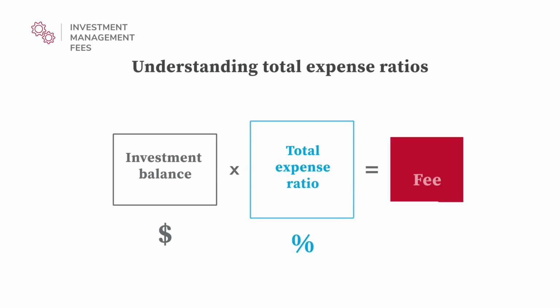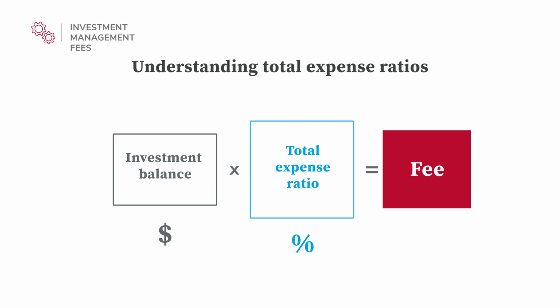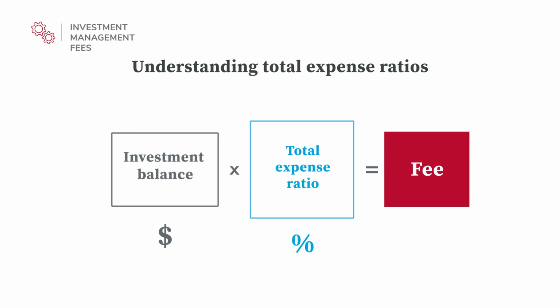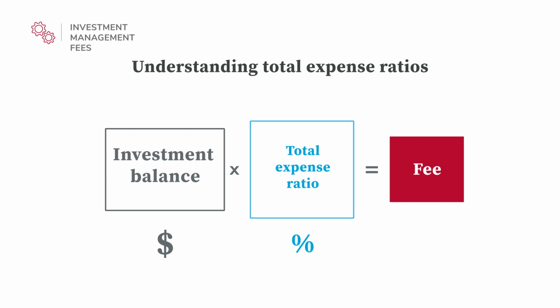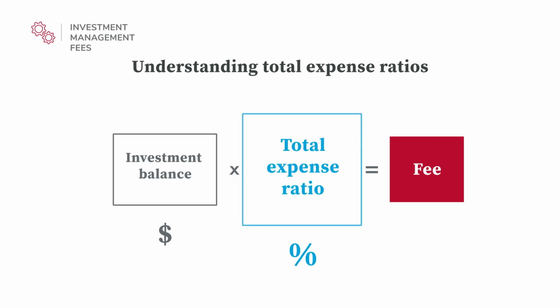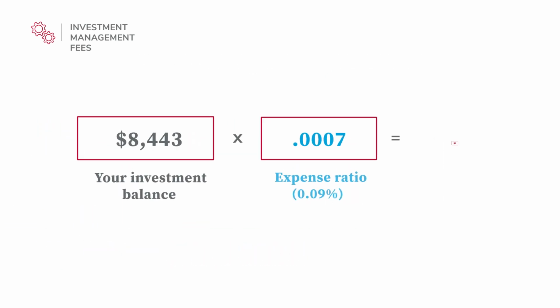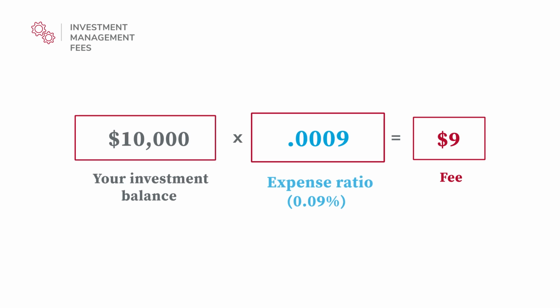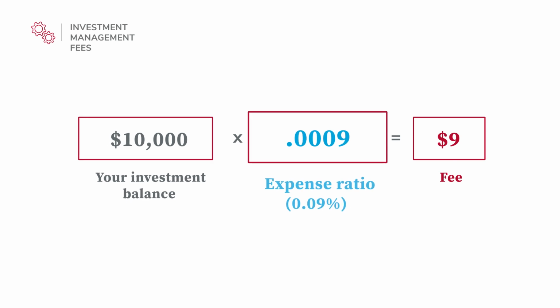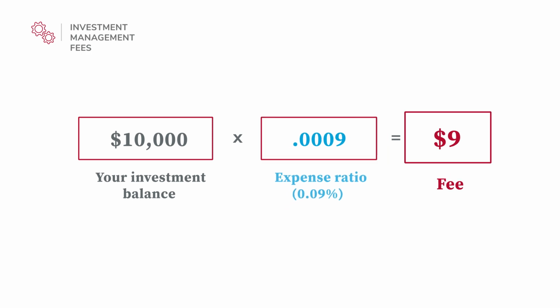Now let's take that further. To better understand total expense ratios, let's walk through an example. You can estimate the amount you will pay for a given investment option by multiplying your balance in the investment option by the total expense ratio expressed as a percentage. So, if you have $10,000 invested and the total expense ratio is 0.09%, you'd multiply 10,000 by 0.0009 to get a fee of $9.